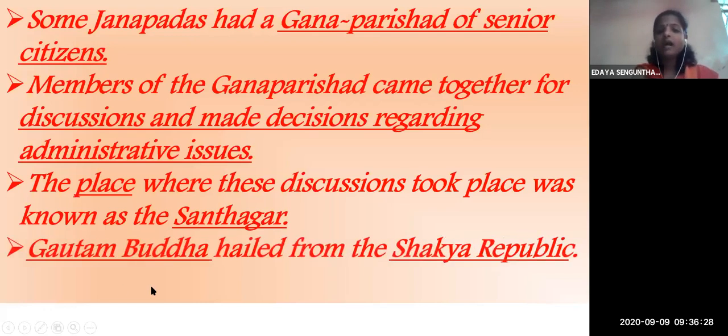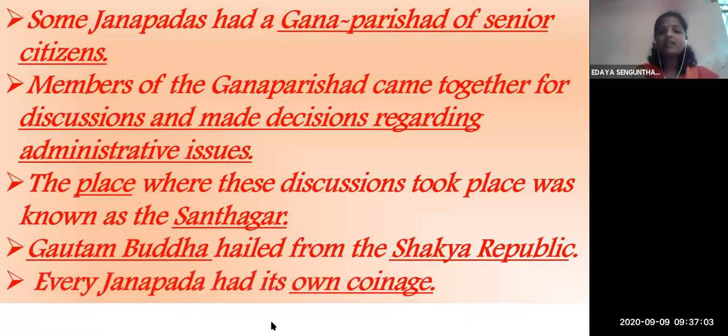Now, Gautam Buddha hailed from the Shakya Republic. Shakya is the name of a Janapada. Gautam Buddha belonged to this republic, the Shakya Republic. Remember these words. Again, I am repeating: Gana Parishad, Santagar, Shakya Republic, Gautam Buddha. You all are familiar with Gautam Buddha, am I right? In the previous lesson, we learned about him. Nod your head. Yes, very good. So Gautam Buddha hailed from the Shakya Republic.